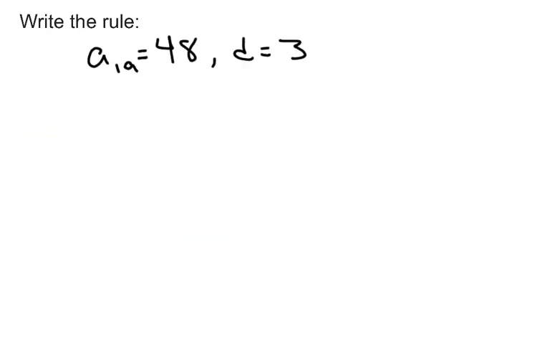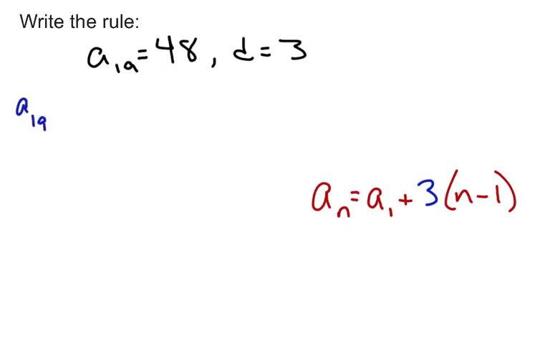We could also have to write the rule when it's not as straightforward as those ones. Maybe I know the 19th term and I know the common difference. Well, I want to get this rule. It gives me the first term plus the common difference n minus 1 times. But the thing is, I already know the common difference. That's 3. I need to find out what the first term is. Well, since A19 is 48, that means the first term plus the common difference, 19 minus 1, or 18 times, is going to equal 48. So we just need to really solve this equation.